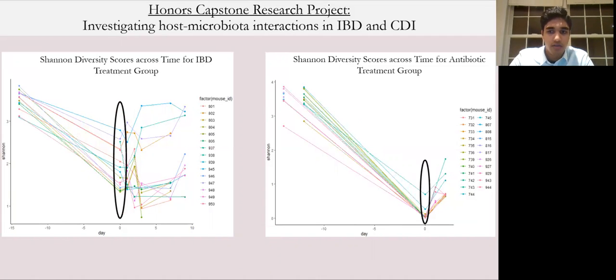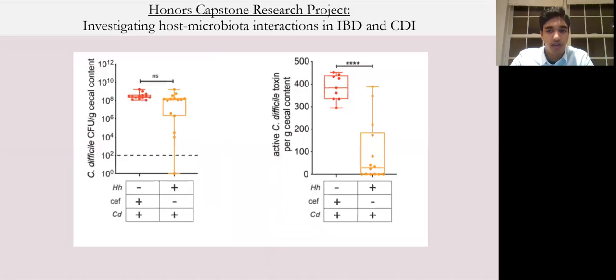Now, the next two graphs compare the degree of C. diff colonization and toxin levels in the two models. The colonization burden, which is plotted on the left, was measured by plating the fecal contents at the experimental endpoint and counting the number of colony-forming units, or CFUs. While the difference in colonization burden between the two models was not significant, as can be seen by this value right here, we noticed that the IBD mice had a much greater spread, or more varied colonization burdens, than their antibiotic counterparts.